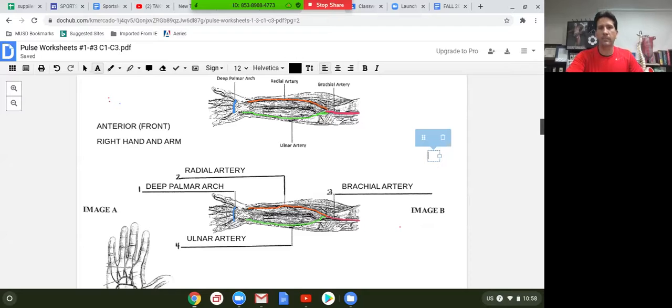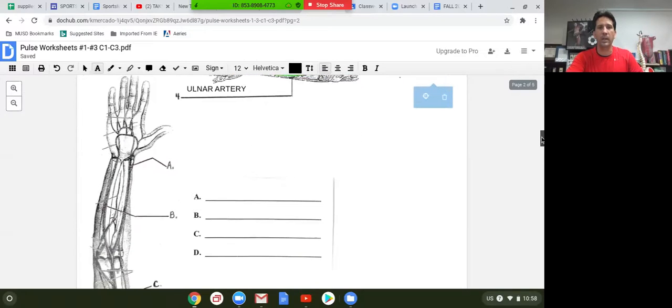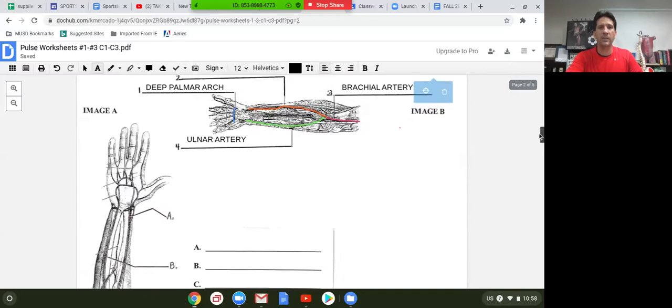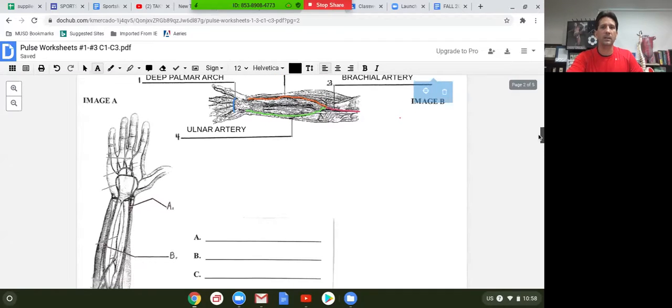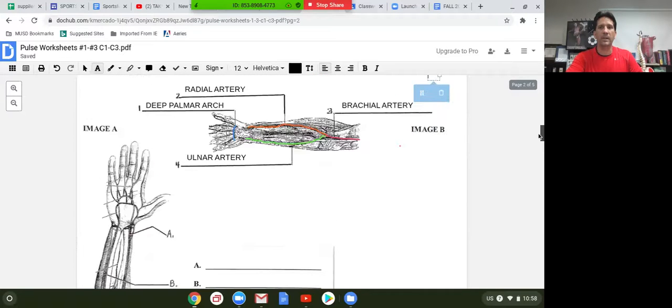Okay, so I'm going to move on. If we have to come back, we will, later on. So you have another sheet here, right? Image A and image B. Image A is labeled for you.